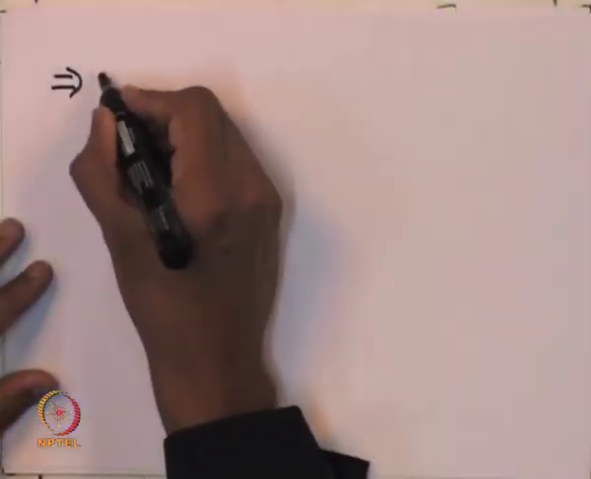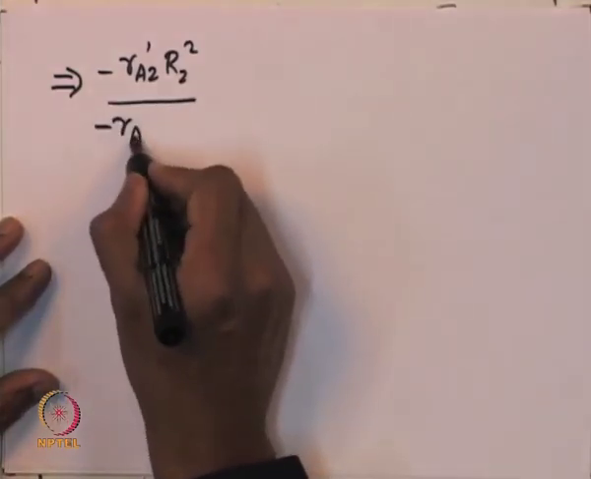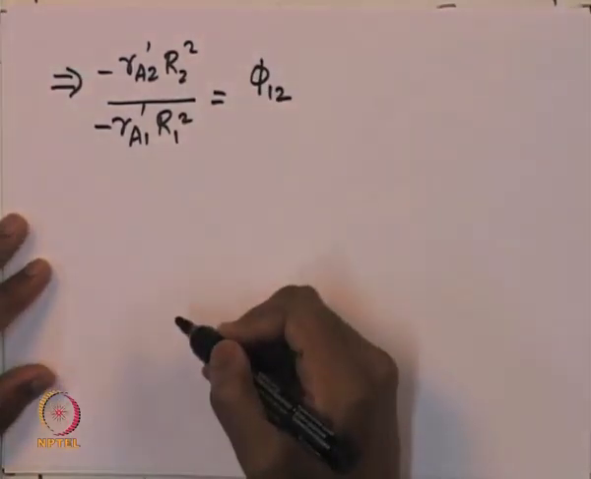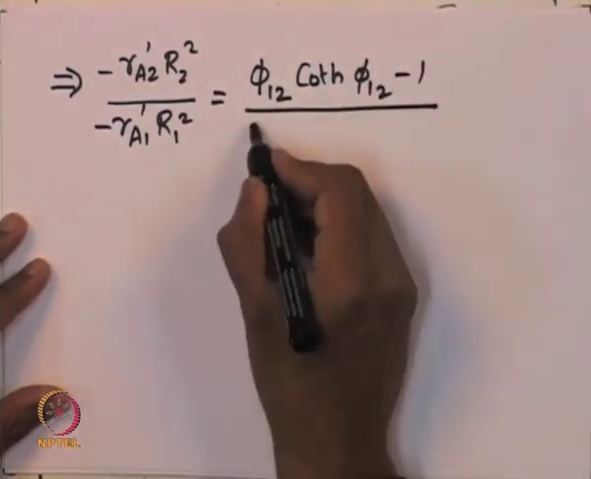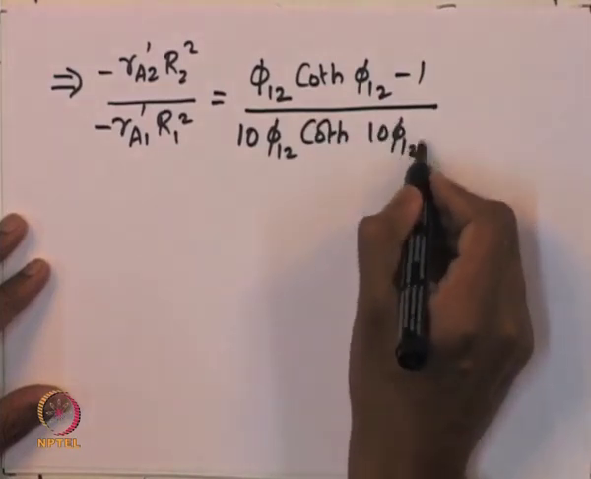So, now earlier we derived the relationship between the ratio of the reaction rates and the corresponding Thiele modulus. So, now we can plug the relationship between the Thiele modulus under these two experimental conditions into that expression, and that will be minus R A 2 into R 2 square divided by minus R A 1 into R 1 square, and that should be equal to phi 1 2, which is the Thiele modulus for the second experimental run, into coth phi 1 2 minus 1 divided by 10 times phi 1 2 into coth 10 times phi 1 2 minus 1.